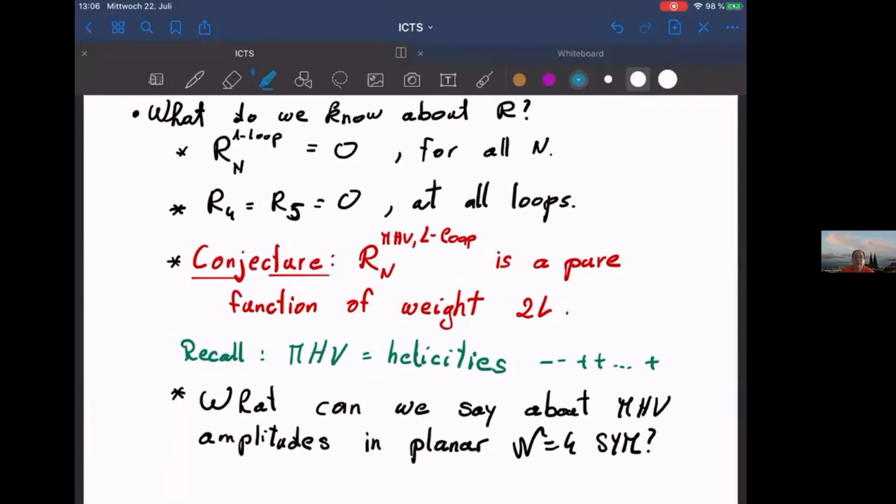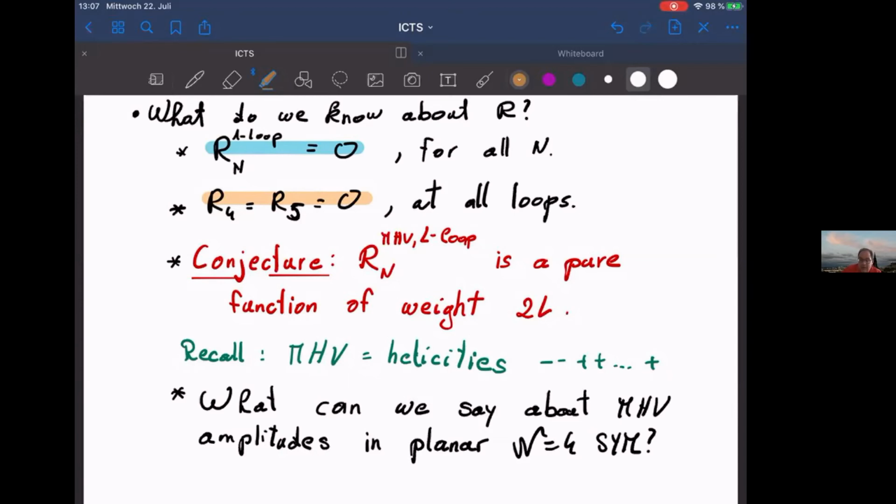So what do we know about these ratios? Well, we already said you can actually choose them in such a way that at one loop they all vanish. So all these ratios at one loop are 0. And you can also prove, this is non-trivial, that these ratios vanish at all loops for 4 and 5 particles. So the first time this ratio is non-zero is for 6 particles and 2 loops. And the conjecture is, if you look at MHV amplitudes, those are pure functions of weight 2L. So it's saturated bounds, and they are pure.